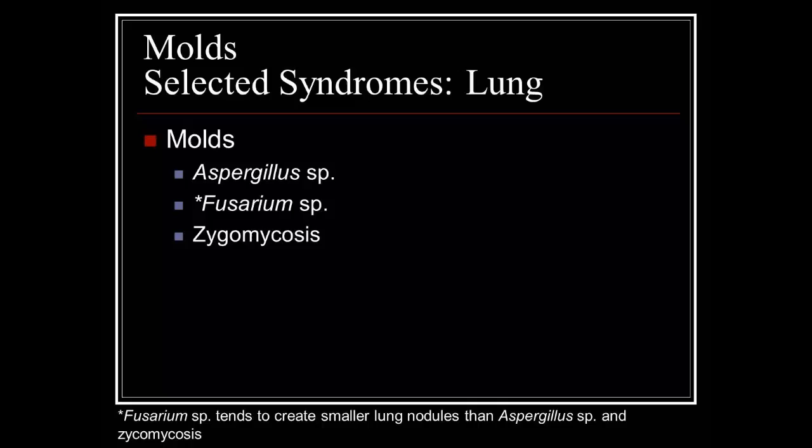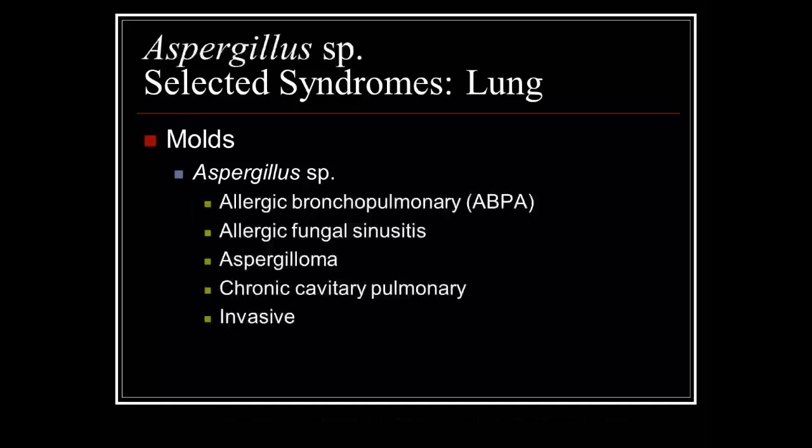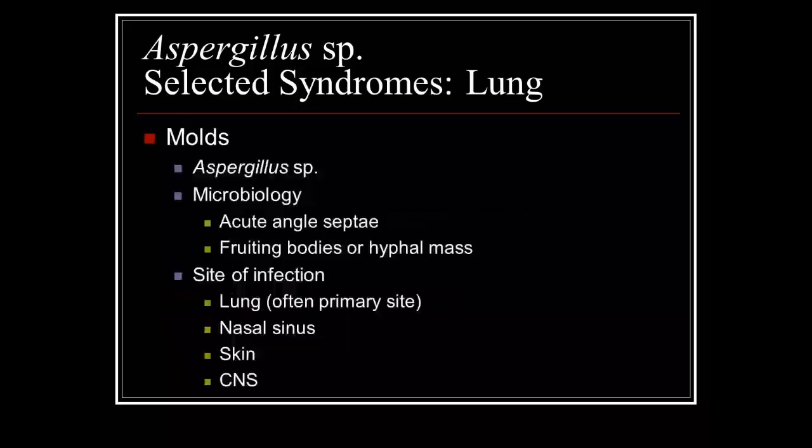Aspergillus and Zygo tend to be larger nodules. Fusarium tends to be smaller because of the way it gets there, being hematogenous. Aspergillus comes in many flavors. Oftentimes, though, when you work at my hospital, you would think it's only the last, but actually there are many. In terms of the invasive, remembering that it's acute angle septate, you have fruiting bodies, it can have lung, sinus, skin, or CNS.